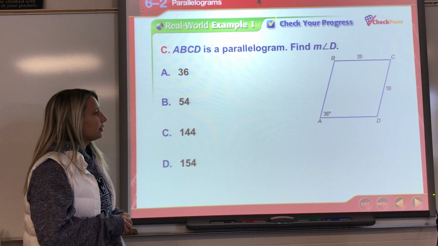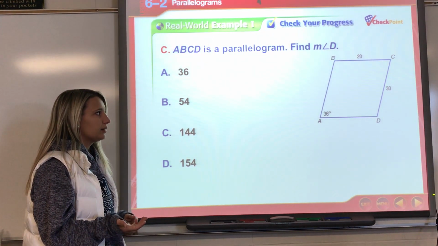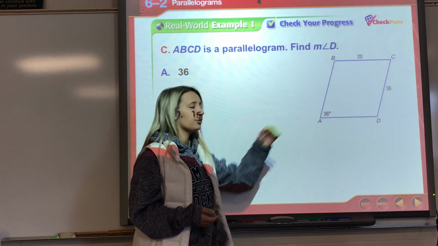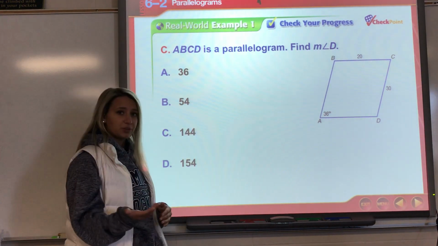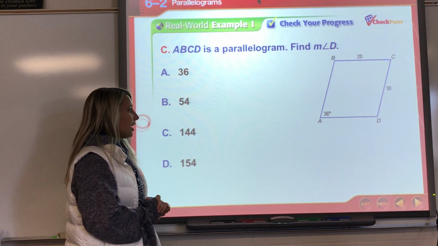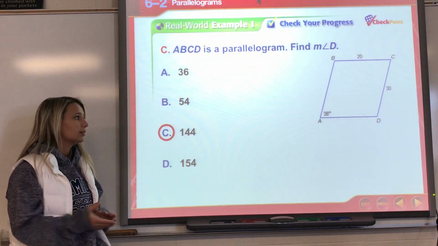Okay, one last one. Now we have to find the measure of angle D. Well, we already found C because it's congruent to A. So like I said, take 180, subtract 36, and that'll give us the measure of angle D being 144.